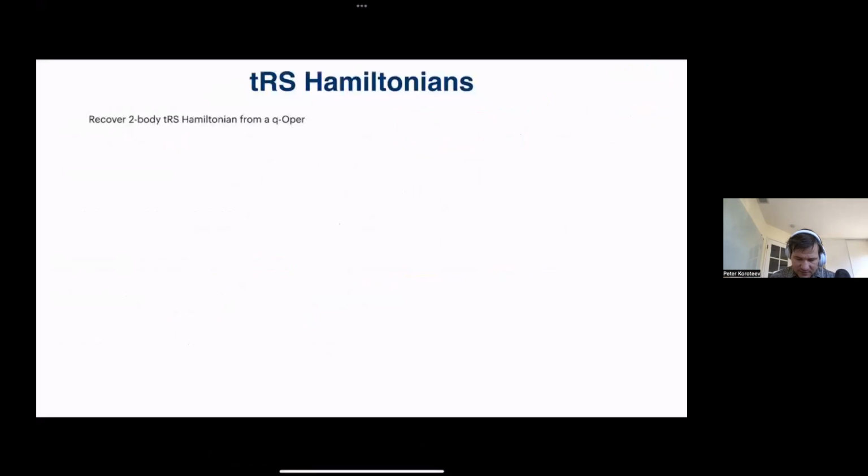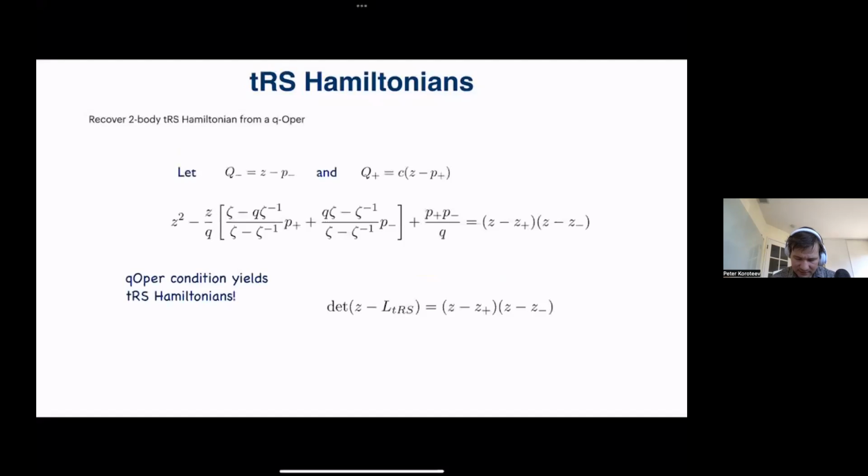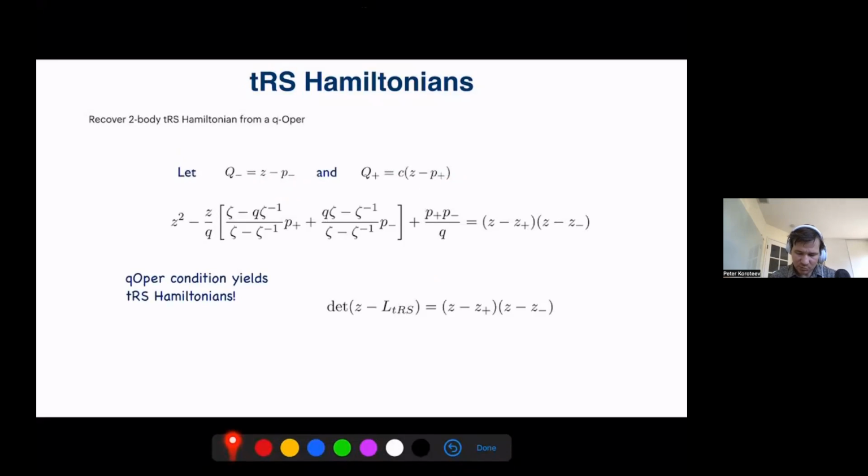Okay, and then finally, let me show you how this construction actually generalizes the TRS Hamiltonians. So take Q minus and Q plus of the simplest possible form. Well, maybe the simplest will be constants, but let's take the next simplest possible form. So if Q plus is a polynomial of degree 1 and Q minus is a monic polynomial of degree 1, you can only make one of them monic by gauge transformations. And then you will write down the Oper condition for those things, right? So if S of Z, the section of subbundle L, is this vector, you write down the Oper condition. So I remind you, it will be this.